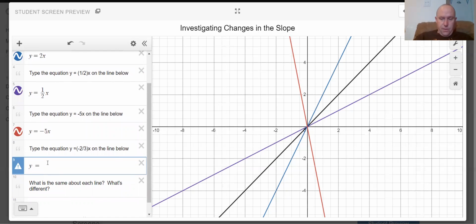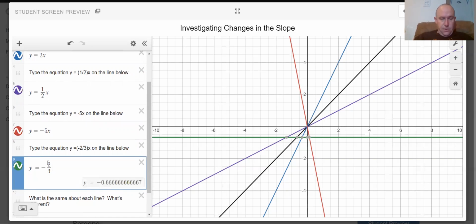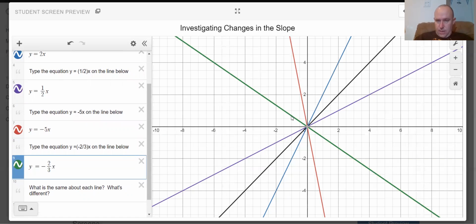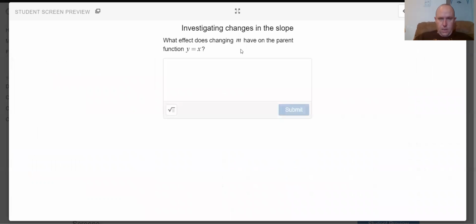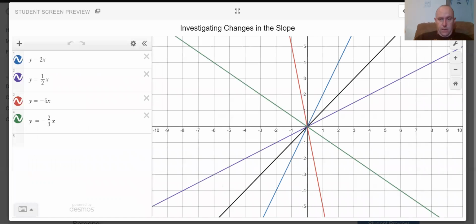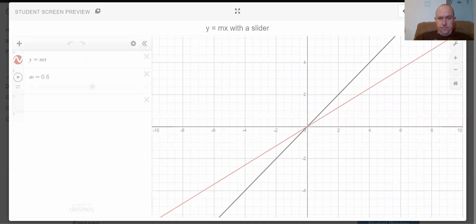And then negative 2/3 x, as negative 2/3 is less than 1, I would expect this to be a little bit less steep than y equals x, but also in a negative direction as well. So what effect does m have on the parent function? It changes the slope. If it's negative, it will be going downwards as we read left to right. And if it's positive, it will be going upwards. And that's all the graphs in one place, just so we can see them easier.